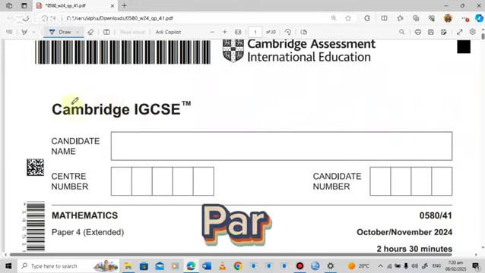Welcome to the Cambridge IGCSE Mathematics Paper 4 for the extended candidates. And this is the October-November paper for the year 2024.